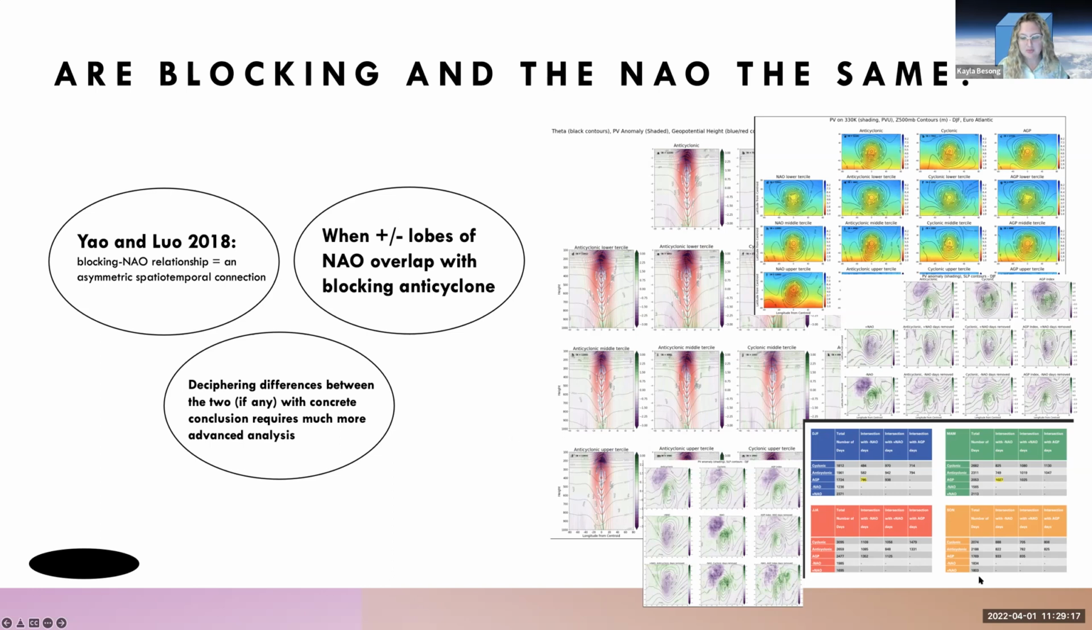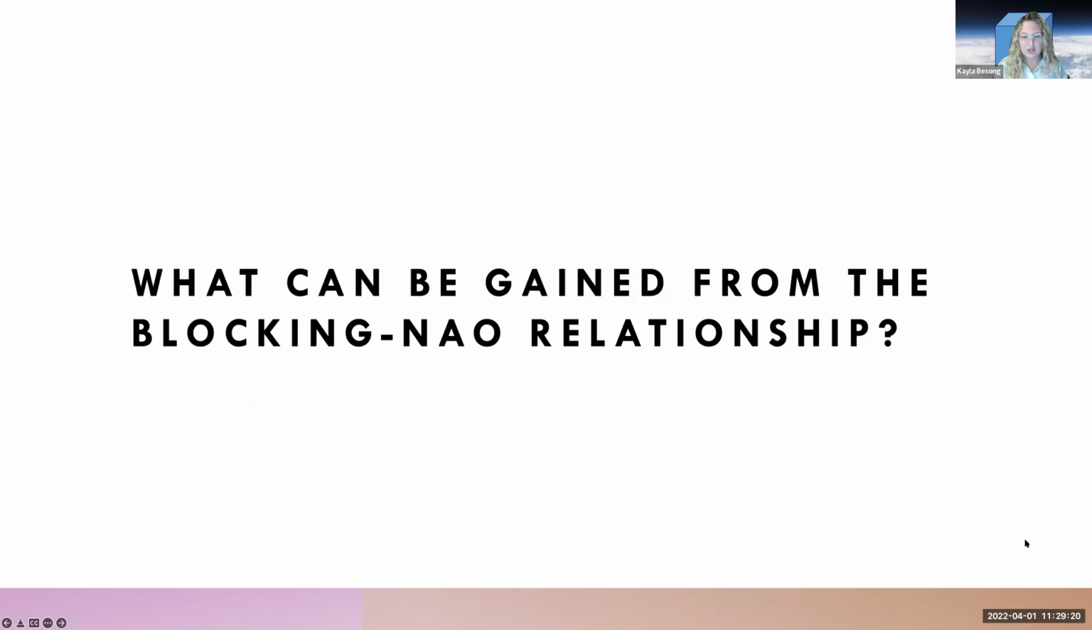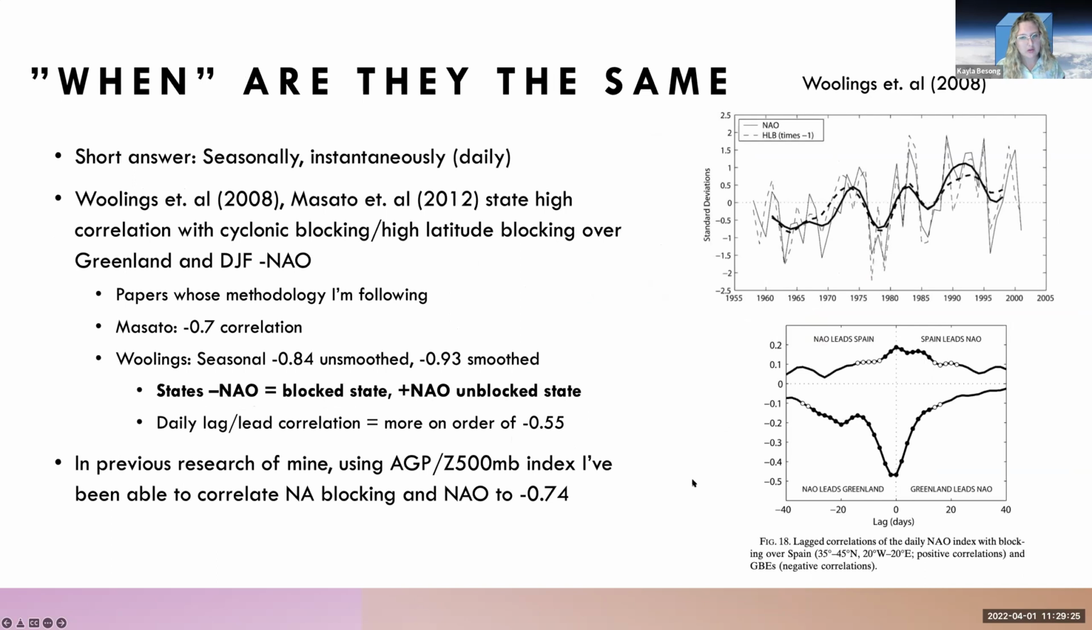And so what can be gained from the blocking NAO relationship? So first, let's consider, when are they the same? Well, the short answer is seasonally and instantaneously, because it was shown in Woollings and Masato, both of whom used the PV theta index, there's really high correlation both seasonally and instantaneously. And so these are pretty high correlation values, enough so that it created this idea of the NAO and blocking being the same thing, and really only having a blocked and unblocked state in the North Atlantic.